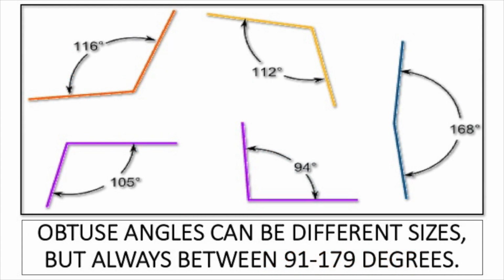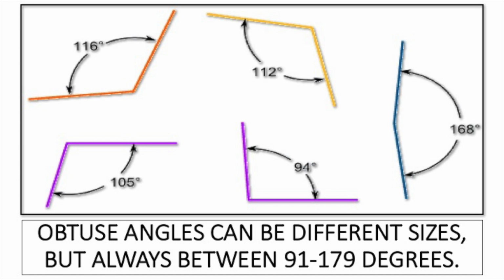Obtuse angles can be different sizes, but always between 91 and 179 degrees. Yes. So here we have some obtuse angles. What's the smallest obtuse angle you can see? 94 degrees, yes. It's still obtuse because it's more than 90. What's the largest obtuse angle you can see?